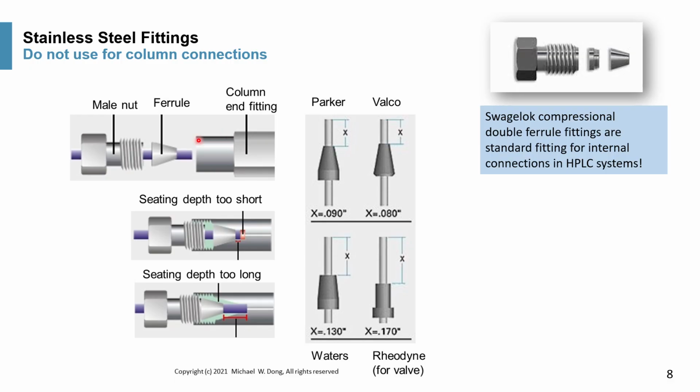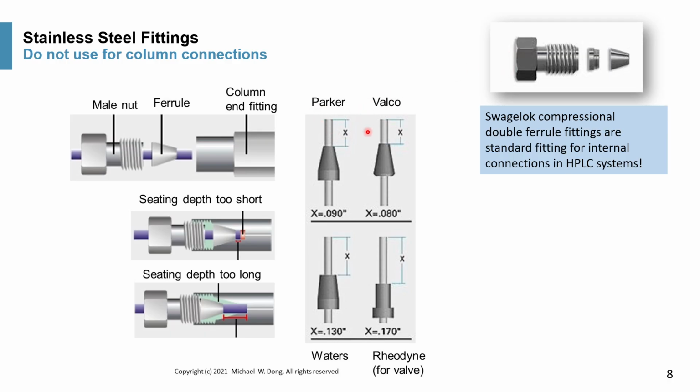Okay, we mentioned that you should not use stainless steel fittings such as Swagelok for column connection because they don't seal many times, typically maybe less than 5 or 6 times, and they are not convenient to use because of the different types of fitting. So there's Swagelok over here, which is similar to the Parker type of fitting.